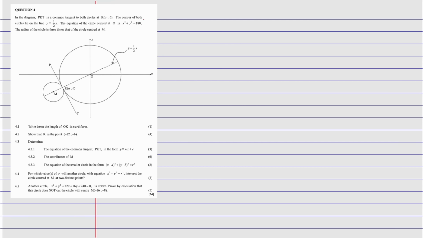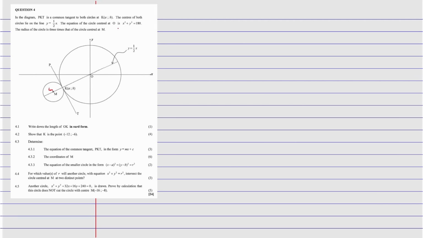The centers of both the circles lie on the line y equals 1 over 2 x. So we know the fact that I can rewrite the center in terms of this y. That's what it means, like the previous question that we did before we did this question, right?